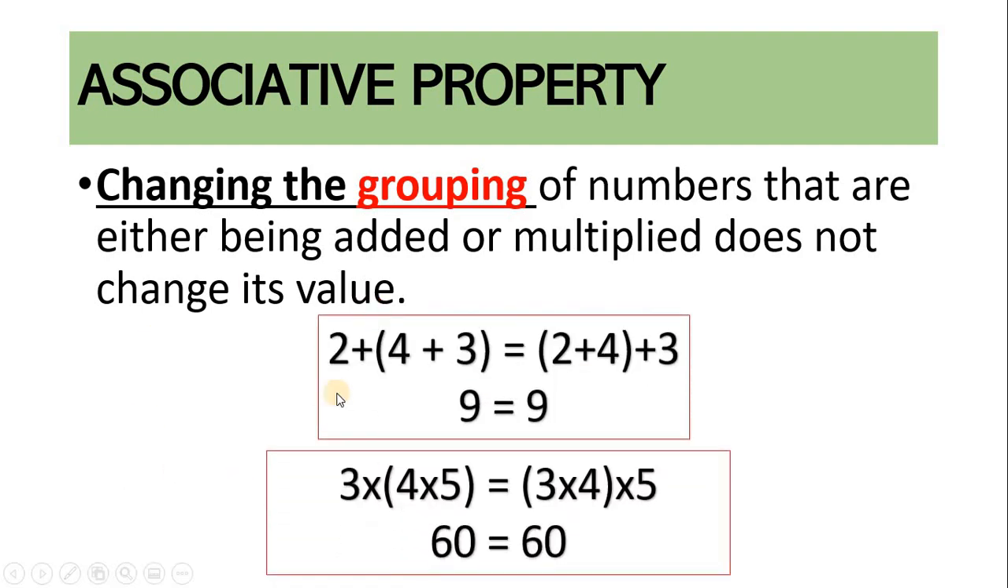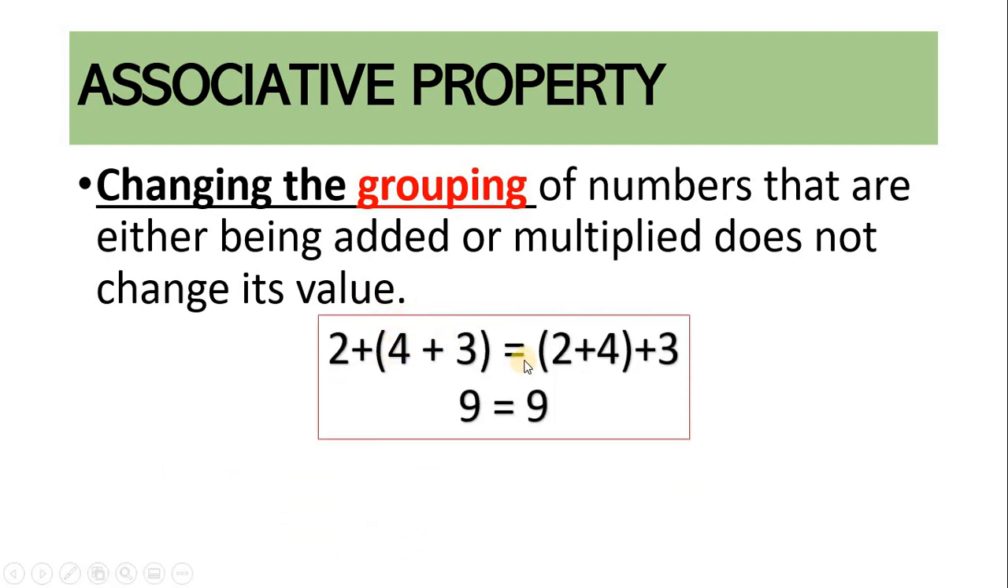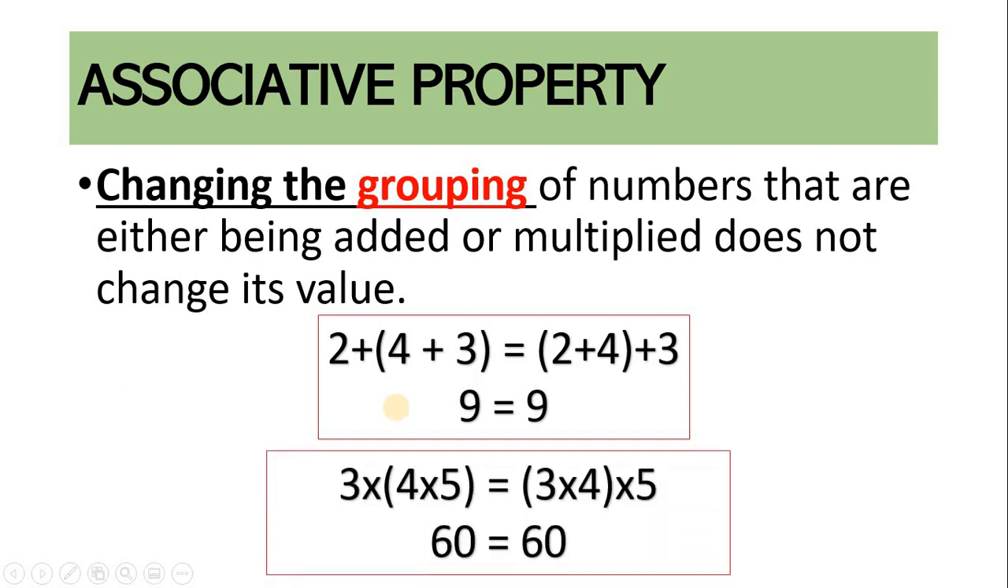Example, 2 plus quantity 4 plus 3 is equal to quantity 2 plus 4 plus 3. The answer is still 9. Diba? Kahit nagbago yung grouping, dito sa left side ng equation, ang magka-group ay si 4 and 3. Sa right side, si 2 and 4. Same pa rin yung result. For multiplication, 3 times quantity 4 times 5 is just equal to quantity 3 times 4 times 5. The result is equal to 60.